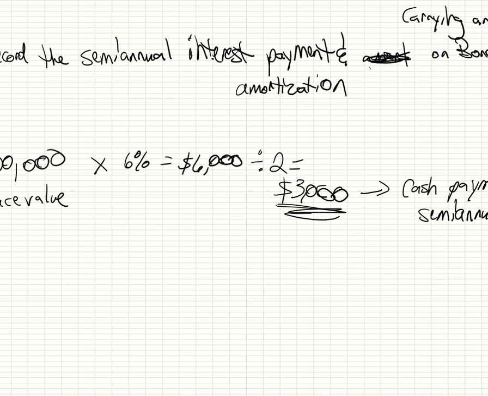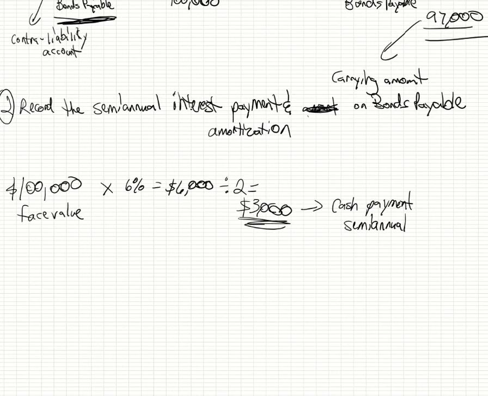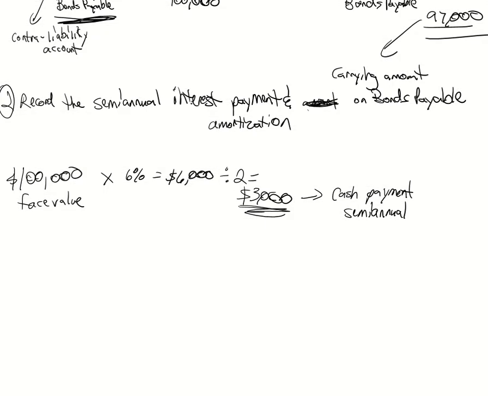Now we have to figure out the bond interest expense. This is another thing we got to figure out, because the bond interest expense is going to have a different amount than the cash payment that you see here of $3,000, because that's going to show you that the market rate differs from the contract rate.